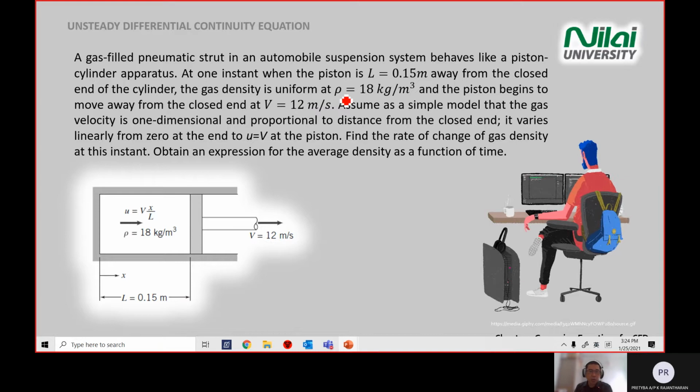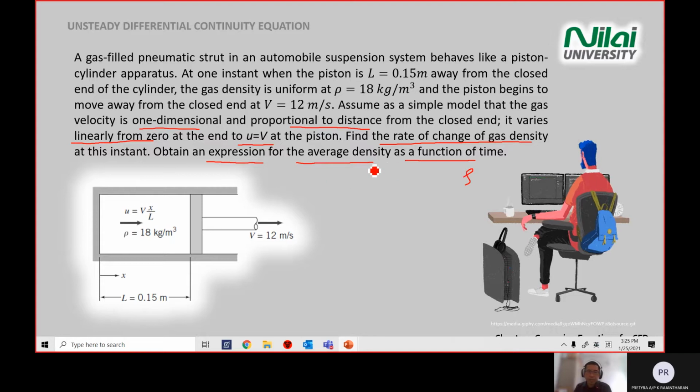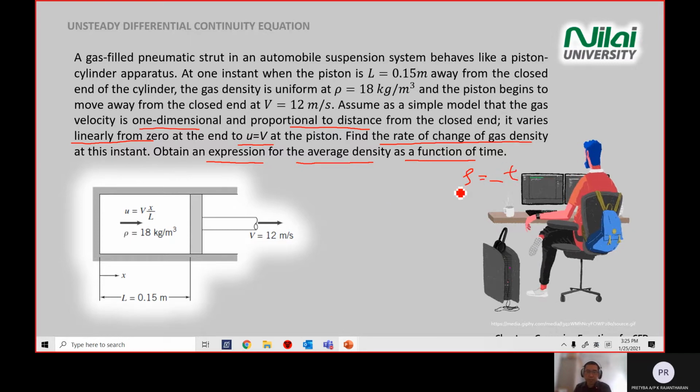The gas density is given, rho equal to 18 kilogram per meter cube, and the piston begins to move away from the closed end at velocity 12 meters per second. Assume as a simple model that the gas velocity is one-dimensional and proportional to the distance from the closed end. It varies linearly from 0 at the end to u equal to v at the piston. Find the rate of change of gas density at that instant. So it asks you something about rho. Obtain an expression for the average density as a function of time. So it asks what the density is as a function of time, rho equal to something, an equation in terms of t.